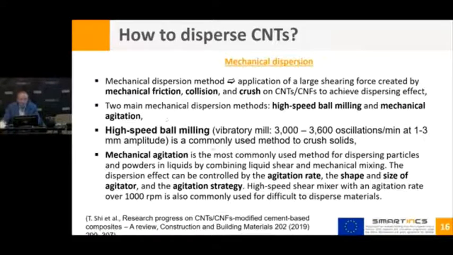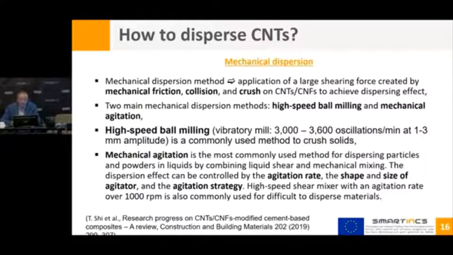So high-speed ball milling is a system where you have, as you can see, a strong oscillation of the system, and also there is an amplitude, because you put into a jar with some balls the nanotubes and the water, and the system is shaken at a high frequency and with a certain amplitude.